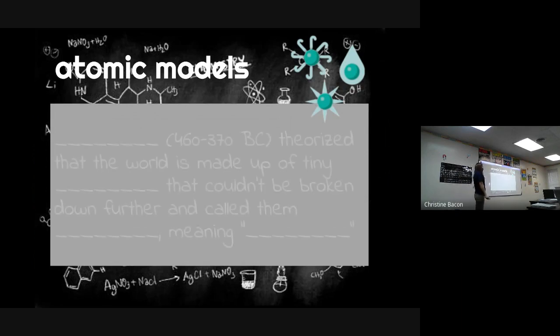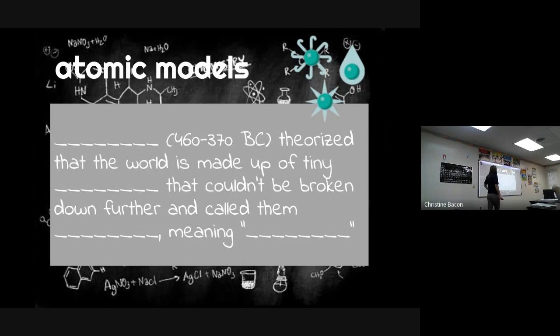Okay? All right. So to recap, these are things that I want you to remember. We're going to start back in 460 to 370 BC. Okay? This is the time of Leucippus, Democritus, and Aristotle. This is the beginning of atomic theory. So Democritus and his teacher Leucippus, depending on however you pronounce your C's in Latin.